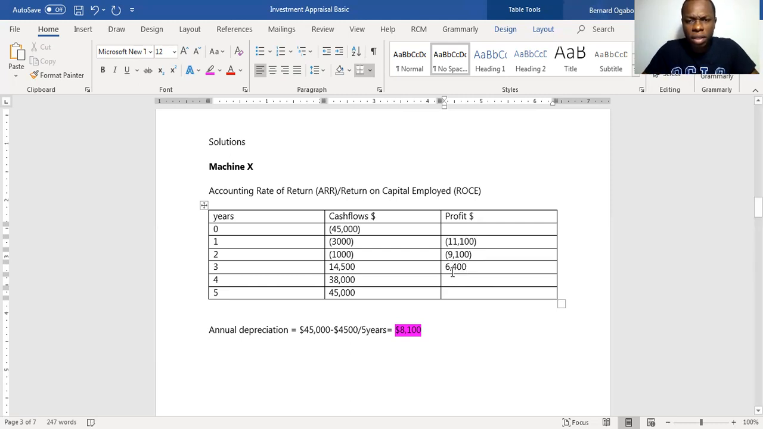I have 38,000. I'm going to take away 8,100. So 38,000 minus 8,100 will give me 29,900.